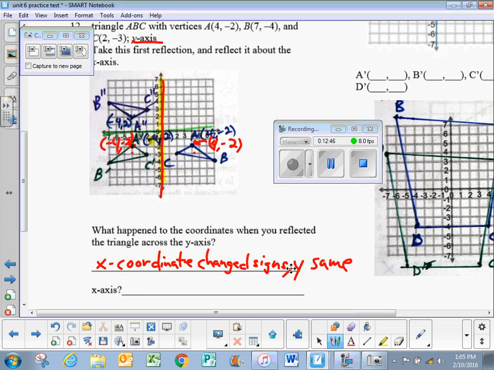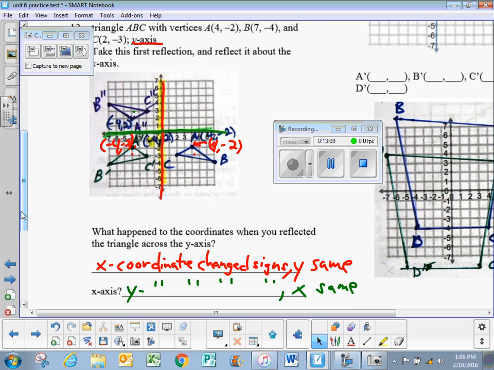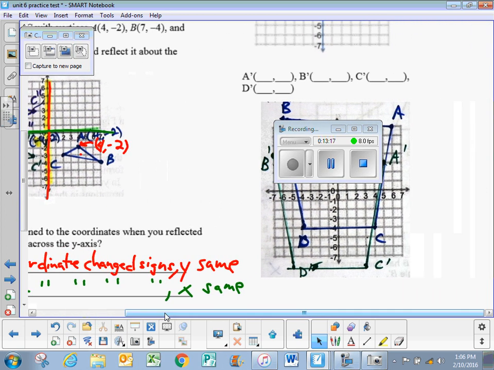What happens then when we reflect across the x-axis here to this one? This one it's the opposite, right? The y-coordinate changes signs, and the x stays the same. So that's what I wanted you to see right there. Notice we did that reflection, and then you take that reflection and reflect it again. So make sure you do that right. It's exactly what it says in the directions.